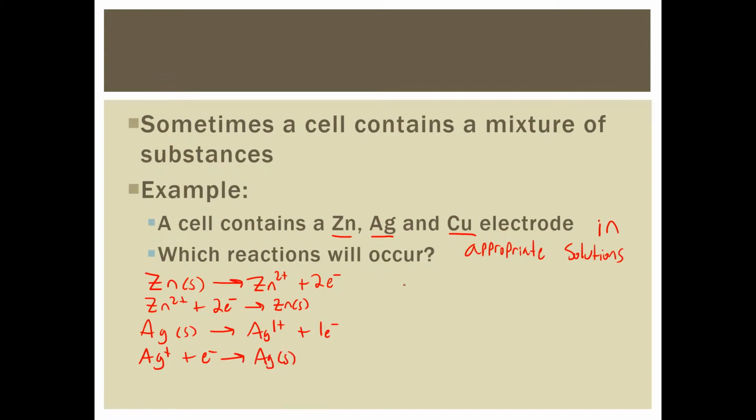And finally, the third possible set of reactions would be the solid copper being oxidized into copper ions, and then the copper ions getting reduced to become solid copper. So those are all the possible reactions. Now, which ones would actually occur? Generally speaking, only one oxidation and only one reduction will occur. We already discussed this the other day, but we'll put it into words now.